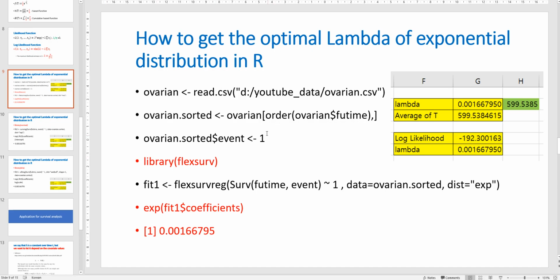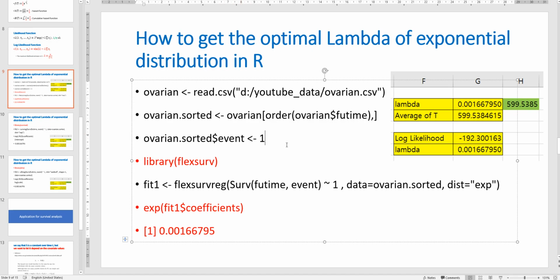In our program, there are also many ways we can get optimal lambda by using a library. Once you read the data and specify the event data with the value of 1, then from the flexsurv library, you can use the flexsurvreg function, specify the independent variable as 1 and the distribution as exp, then you can get lambda. If you take the exponential of the coefficients, then this is the optimal lambda, right? This is the same as the Excel output.